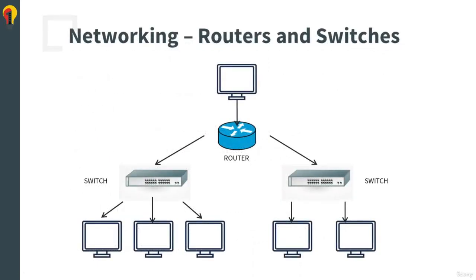Here is how it works. Client sends the request or data to the router. The router will send the data to the specific switch, and the switch will know to which computer the request should be sent.